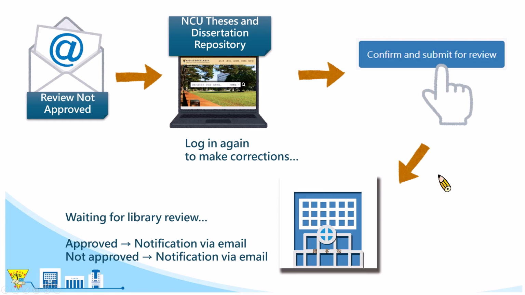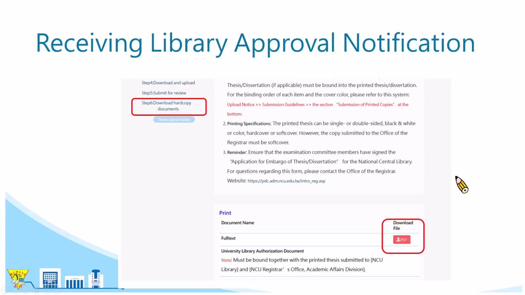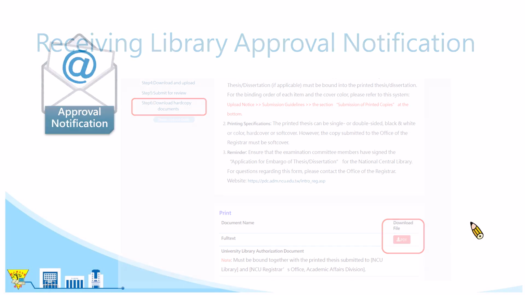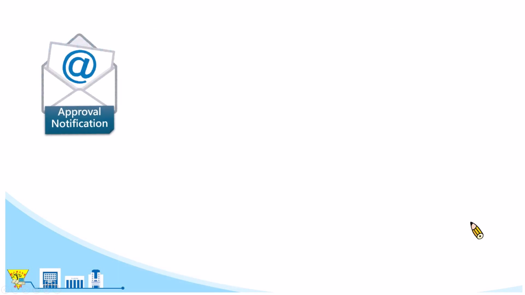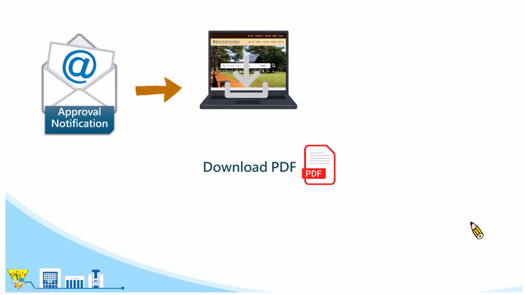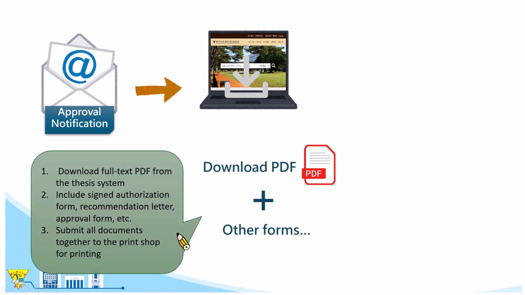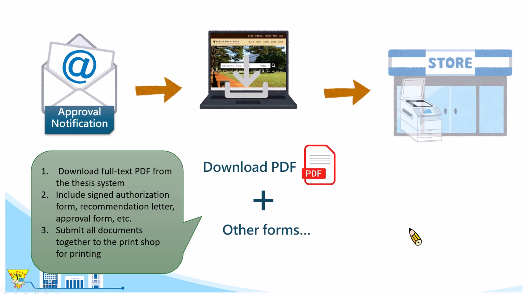Once you receive the approval notification, log back into the system. Download the full text PDF, which now includes the university watermark. Take this file, along with your signed authorization forms, recommendation letter, and approval form, etc., to a print shop to produce your hard copies.